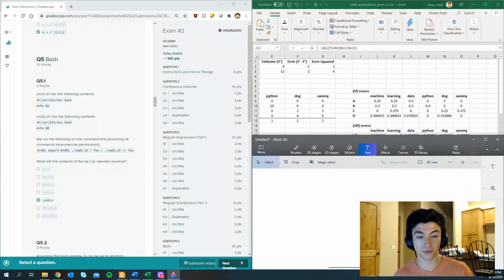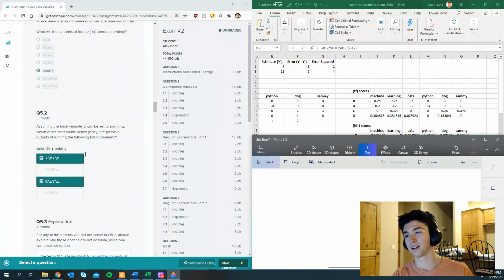The line we run first sets A equal to 10, but does not establish A as a global variable. Export B equals 80 establishes B as a global variable. So when we execute the 2.sh scripts, only command2.sh will be able to access B because B is a global variable, hence why only 80 is printed. So yes, \n 80 \n is the answer for 5.1. Now 5.2.